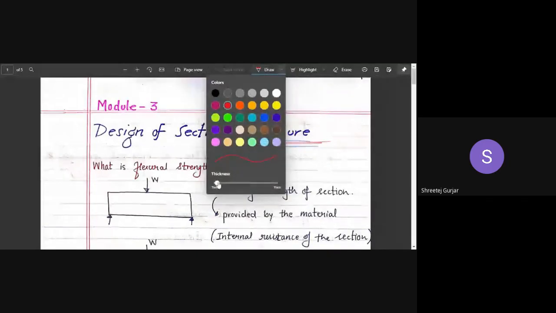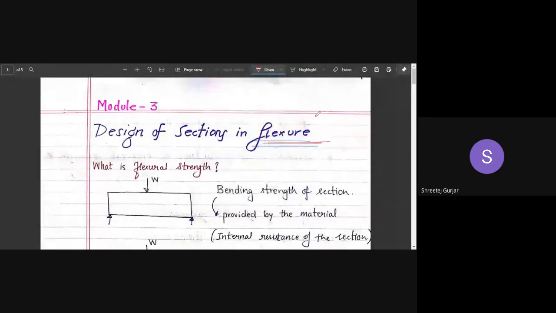Or what kind of forces your member experiences in Flexure? Try to answer. No idea. Bending moment, sir. Bending moment, a very basic thing. Bending moment, right? The member experiences bending, right? It bends due to your loads, right?